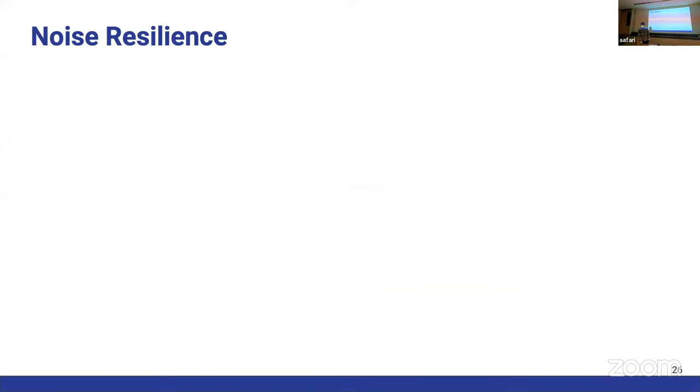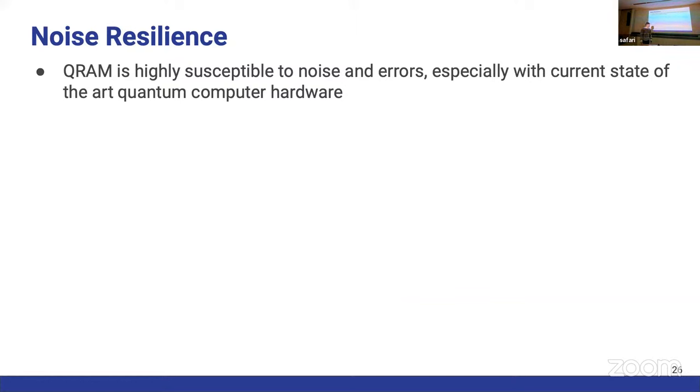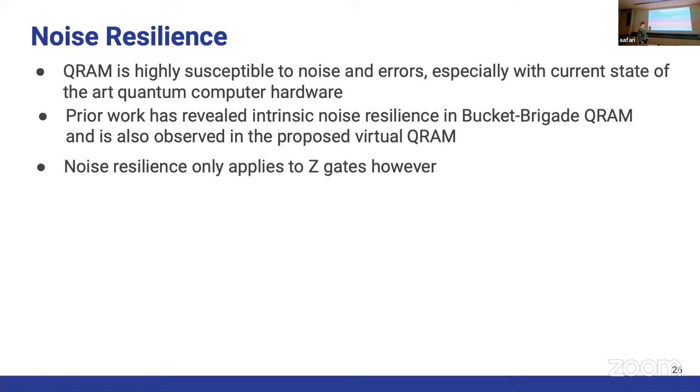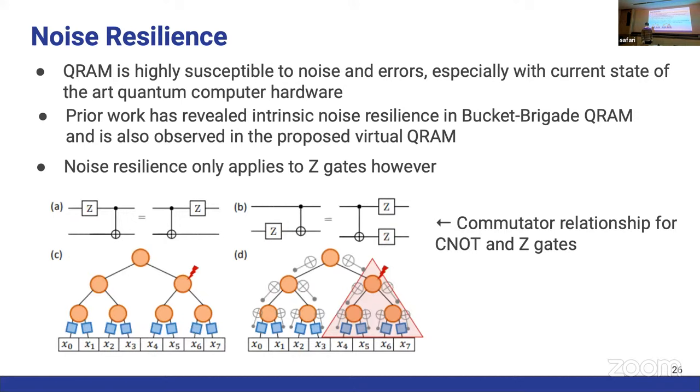Next, I want to talk to you about noise resilience. QRAM is highly susceptible to noise, and especially with current quantum computer hardware, a lot of errors happen. Prior work has revealed that intrinsic noise resilience in Bucket Brigade QRAM is also observed in the proposed virtual QRAM. But the noise resilience I'm talking about only applies to Z-gates. Here we can see the commutator relationship for CNOT and Z-gates, which are part of the implementation of our QRAM. The consequence of this relationship is that if an error happens in one of those nodes, then the error doesn't spread up the tree, but only affects the subtree of the said node. Noise resilience doesn't mean that errors don't happen. Noise resilience means that the errors don't spread very much in the architecture.